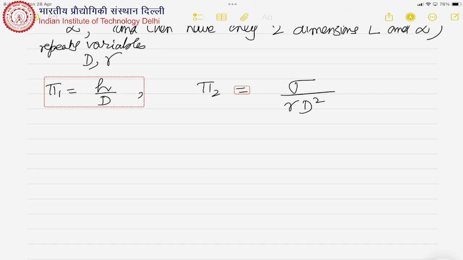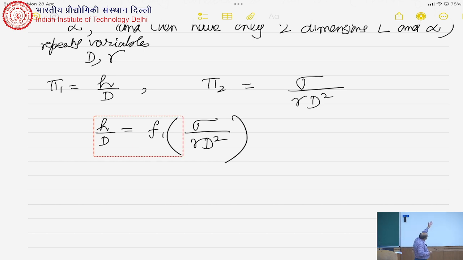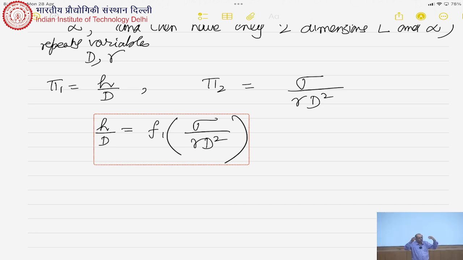And finally, the answer here will be H by D is some function of sigma upon gamma D square. Now, of course, another student can write H by D is a function of gamma D square upon sigma. That is also correct, because we are not specifying what the function is. So even if you take it as this function or even put a square or cube or whatever, the answer is not wrong because it's just a functionality you are expressing.